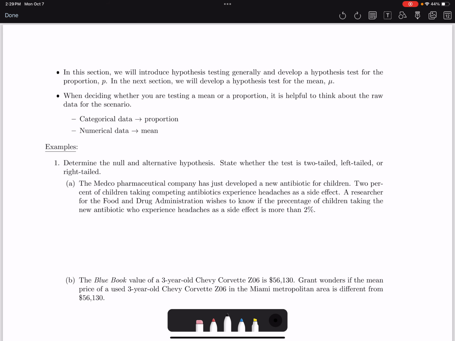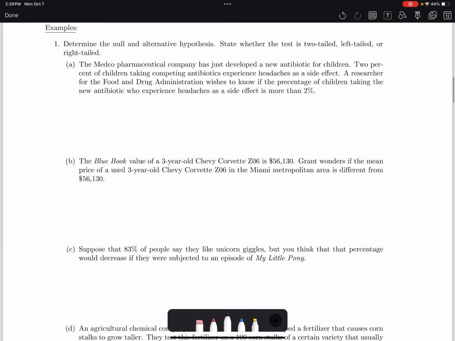So let's practice. Part A says, the Medco pharmaceutical company has just developed a new antibiotic for children. 2% of children taking competing antibiotics experience headaches as a side effect. A researcher for the Food and Drug Administration wishes to know if the percentage of children taking the new antibiotic who experience headaches as a side effect is more than 2%.